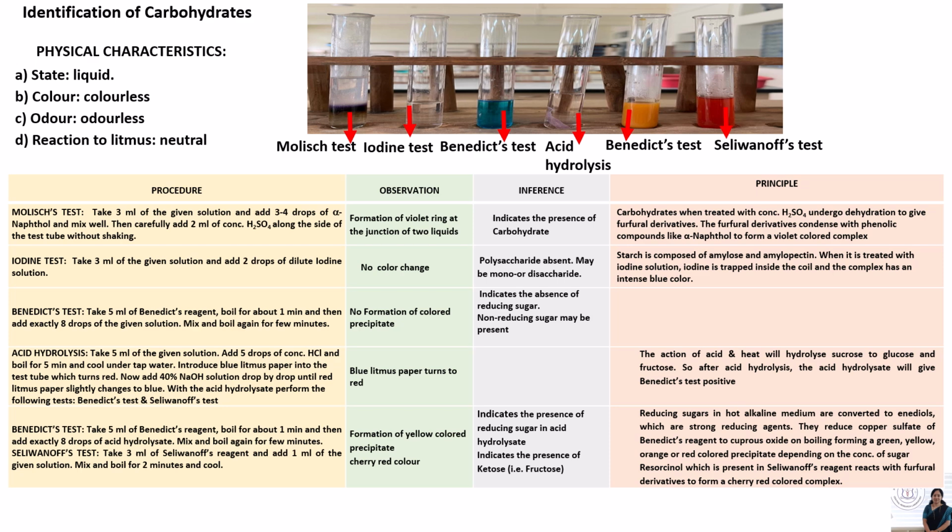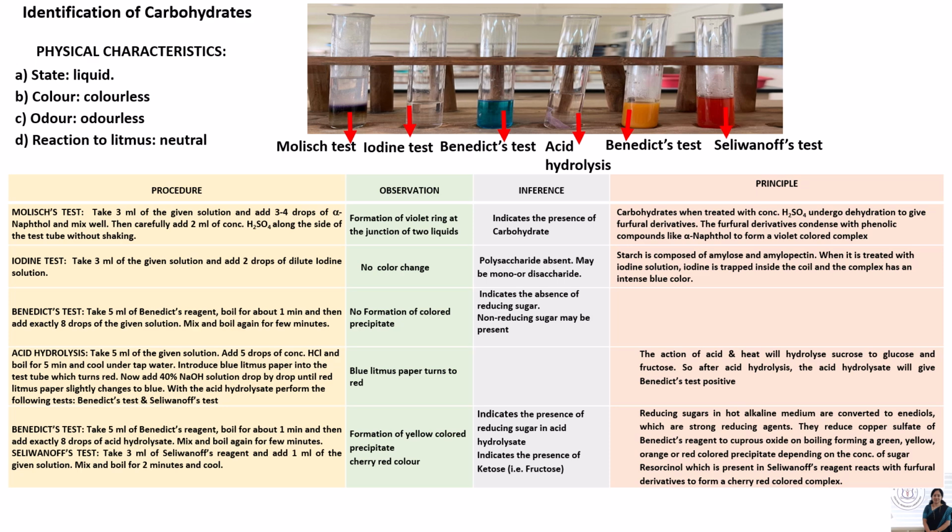The principle of this test is that reducing sugars in hot alkaline medium, especially the glucose and fructose present in sucrose, are converted to enediols, which are powerful reducing agents, and they reduce the cupric ions of Benedict's reagent to cuprous oxide, which forms the colored precipitate. Coming to the Seliwanoff's test, we get to see a cherry red color here. This indicates the presence of ketones. What's the principle of this test? Resorcinol present in the Seliwanoff's reagent reacts with furfural derivatives to form a cherry red colored complex.